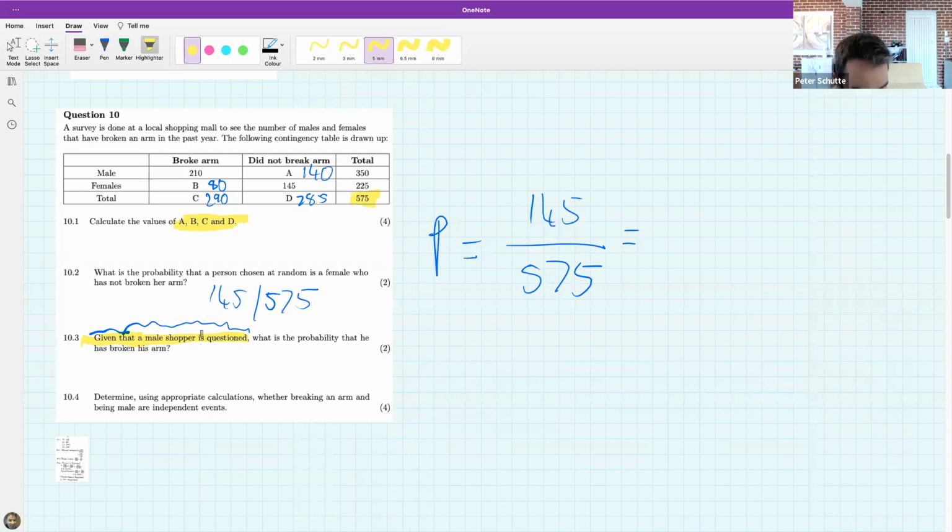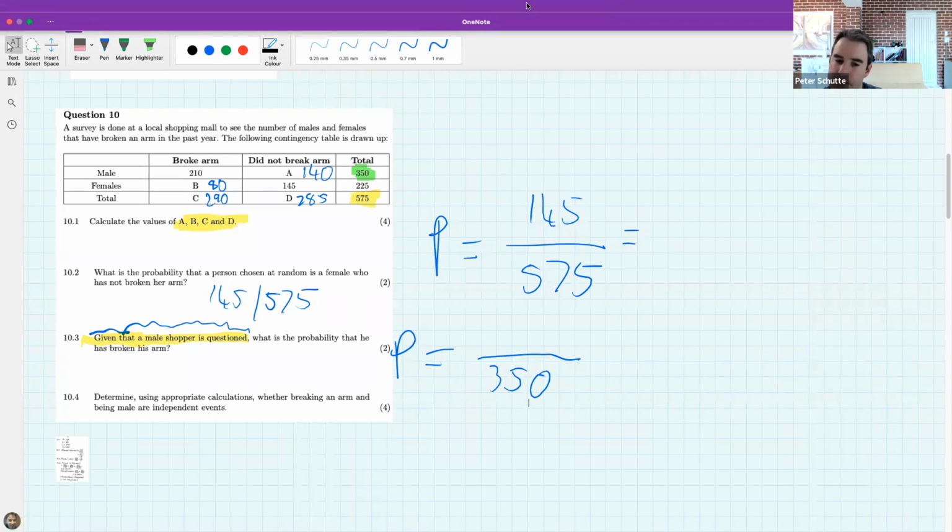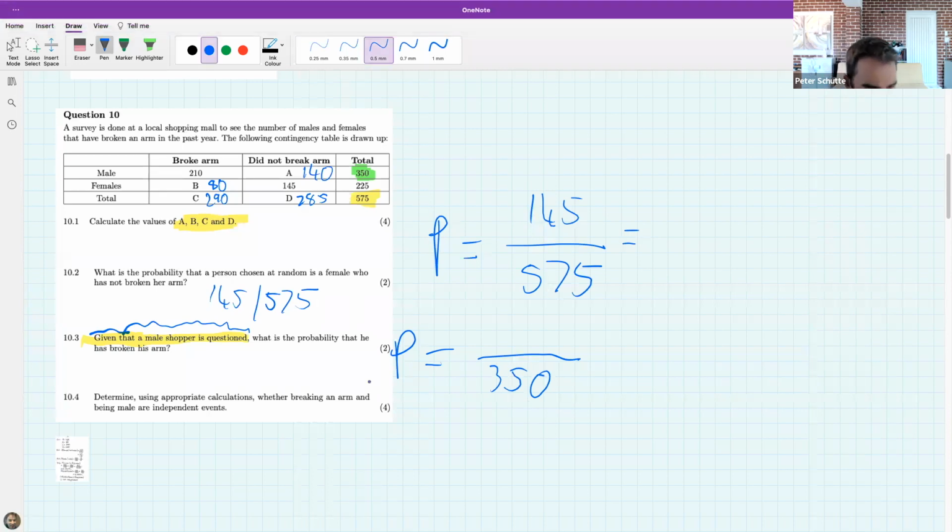So being a male, there are how many males? Here's the male row, 350. So for me, there are only 350 people to consider when we are calculating our probability. So what's my probability answer going to be? So broke his arm, it's going to be 210. Because here is male and broken arm over here.